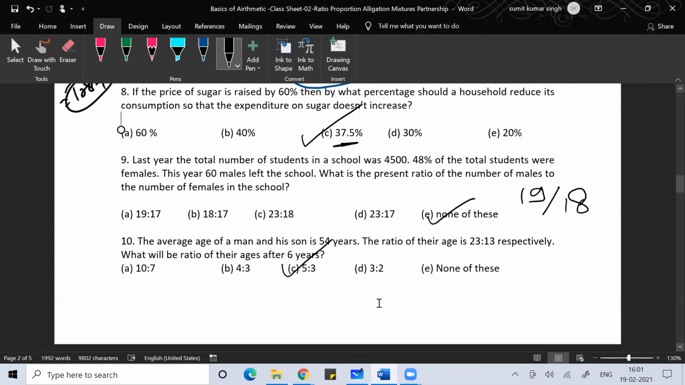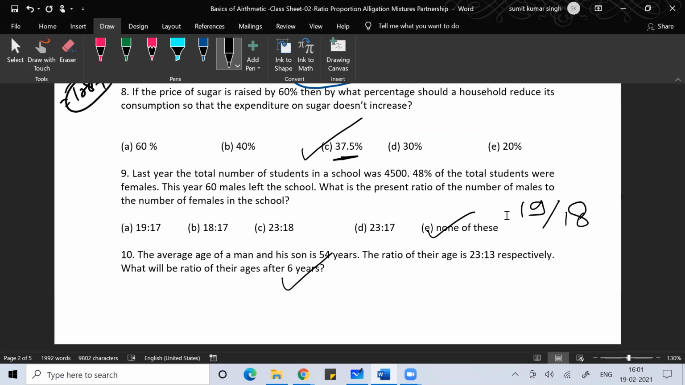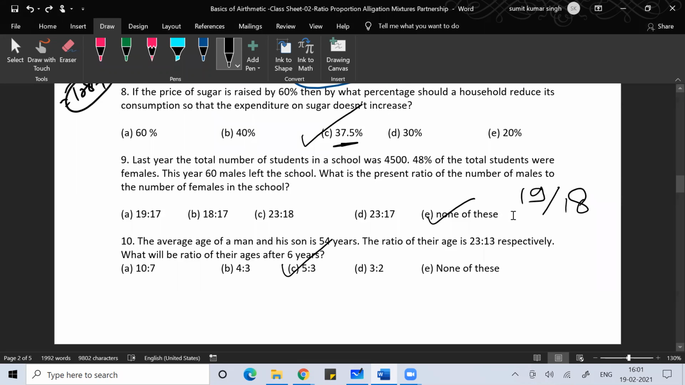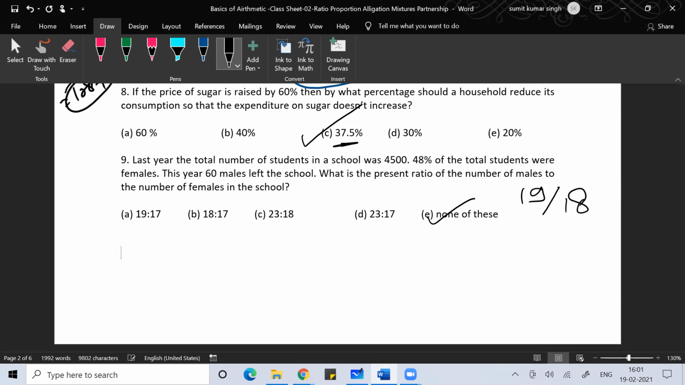So question number 9. Last year the total number of students in the school was 4500. 48% of total students were female. So how many are female? How to find 48%?